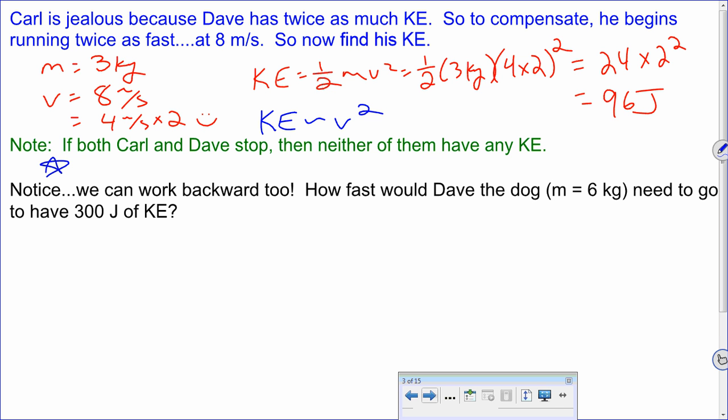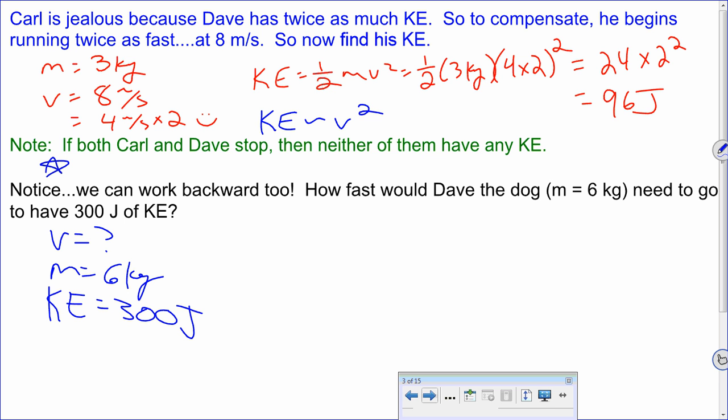Now, one of the things that we will be doing very frequently as we move forward in the chapter is there will be problems where you find the kinetic energy and use that to find the velocity. So we have to be able to go backwards, which is easy peasy, right? So check it out. In this one, it says, how fast would Dave have to go if his mass is 6 kilograms and his kinetic energy is 300 joules? Obviously, you can take these numbers and plug them into this equation and solve for V, right? But we're going to do that so often, I want to come up with a new equation that allows us to solve for velocity, because we're going to be using it all the time.